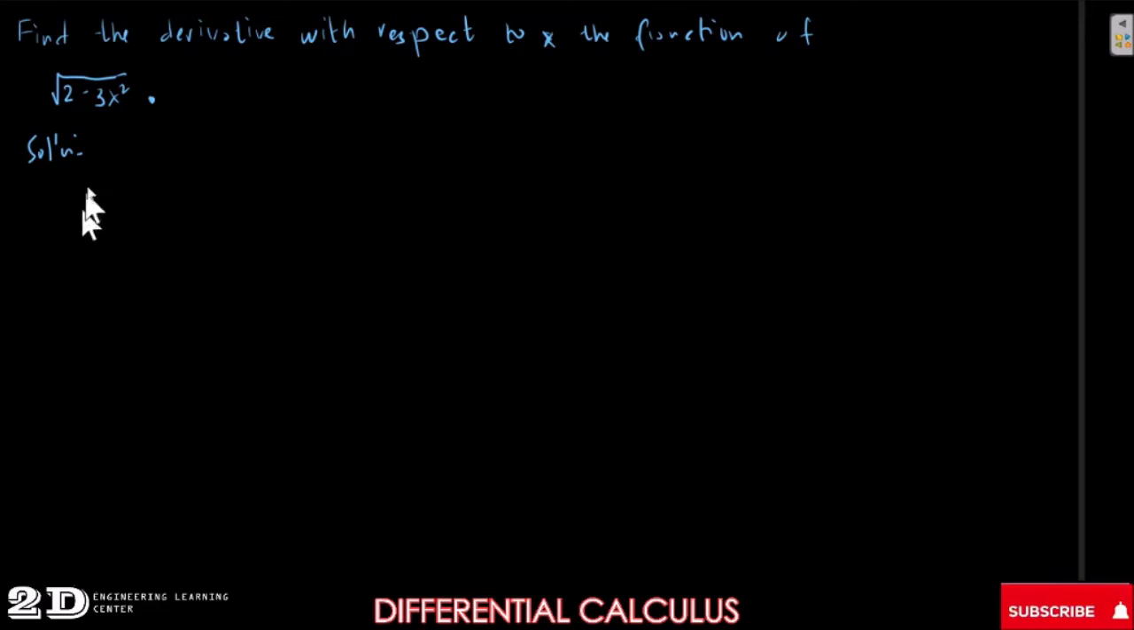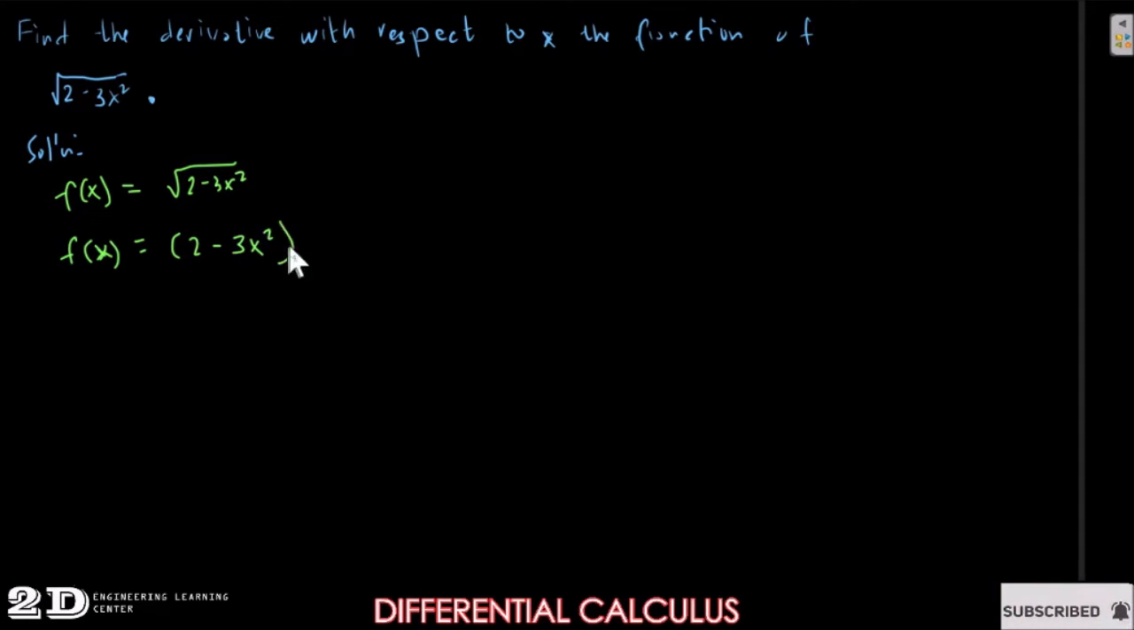Okay, so we have our function. So maybe we just have our function as a function of x. f of x is equal to the square root of 2 minus 3x squared. We could rewrite this one as an exponential function rather than a radical. So we have 2 minus 3x squared raised to the power of 1/2. Okay, now we could analyze this one.